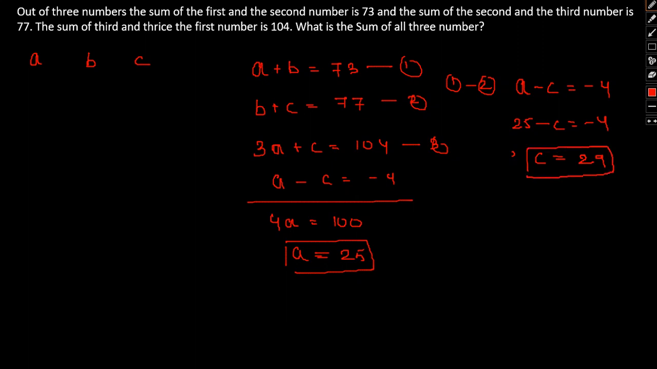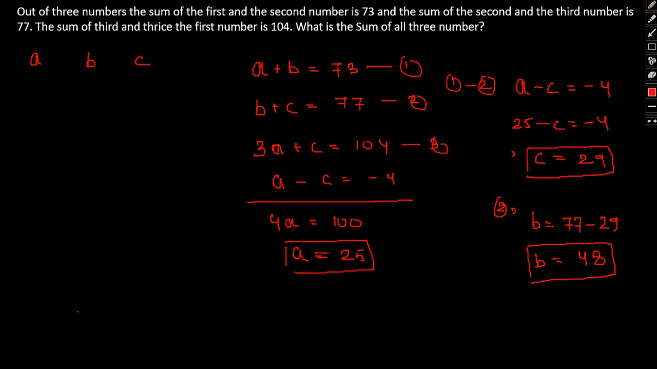And therefore from 2 or 1, whichever, say I'm using 2, B will be 77 minus 29, that would be 48. Okay, B will be equal to 48.